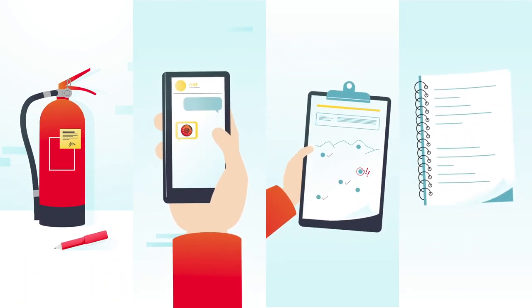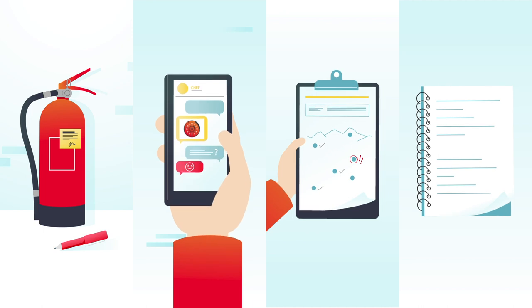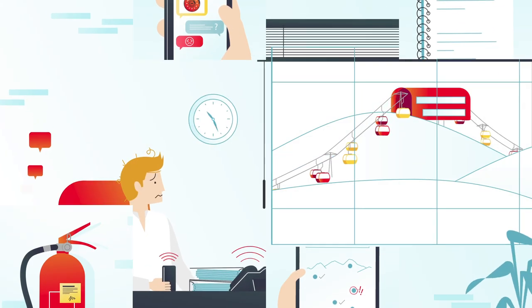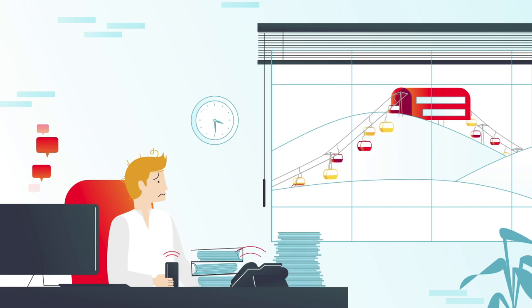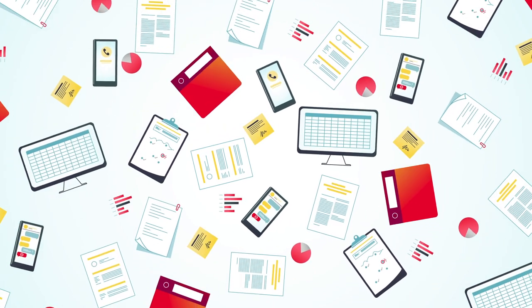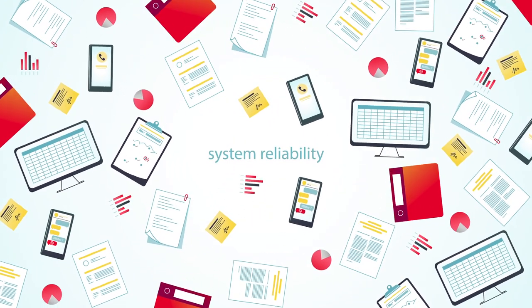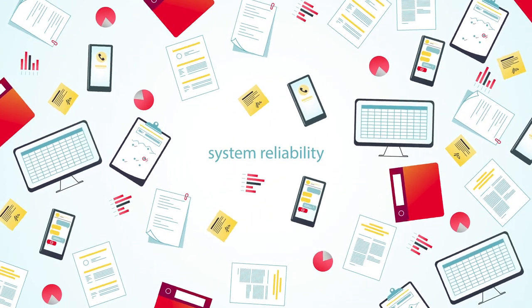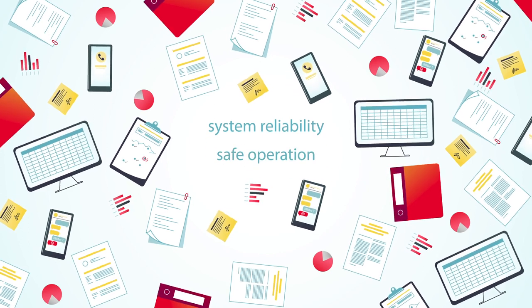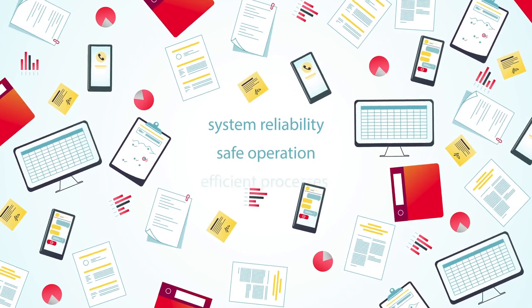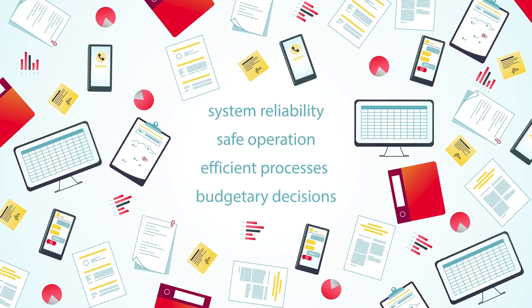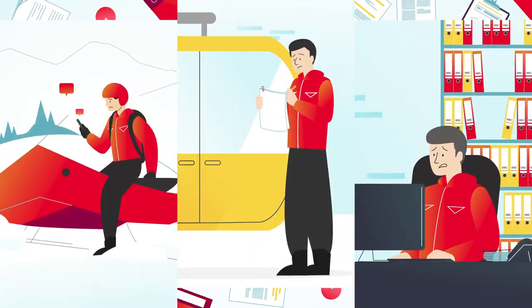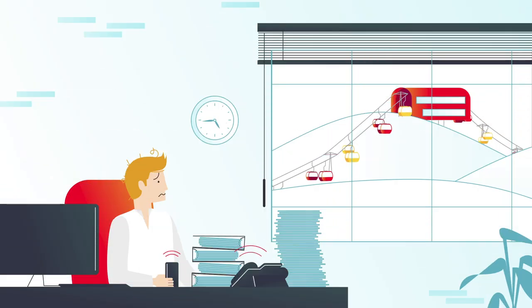This routine maintenance generates important information that must be documented and analyzed. Organizing and executing tasks while also tracking maintenance costs is not always easy. Knowing the facts is key to keeping all systems running reliably and safely. This maintenance information can also be used for improving efficiency and making budgetary decisions. This can be a lot of information for your team to track.